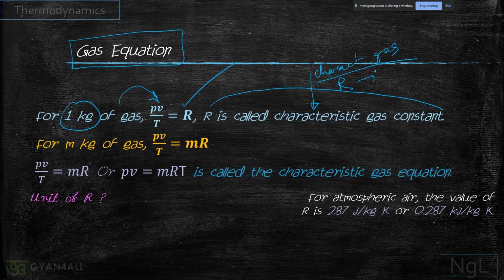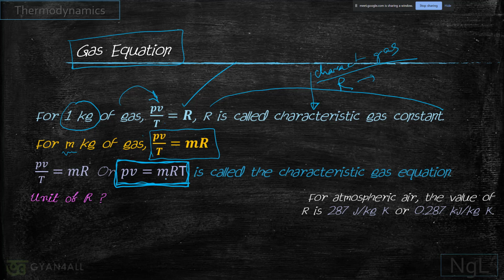For air it is different, for nitrogen it will be different, for oxygen it is different. That means from the value of R we can say what the gas is, or conversely, if the gases are different, then the value of R will also be different. So in place of 1 kg, if we put m kg, then the equation will be PV by T equal to mR, or PV equal to mRT. This is the most popular equation in thermodynamics. You have already studied PV equal to mRT in chemistry, in first or second semester, and also at school level.